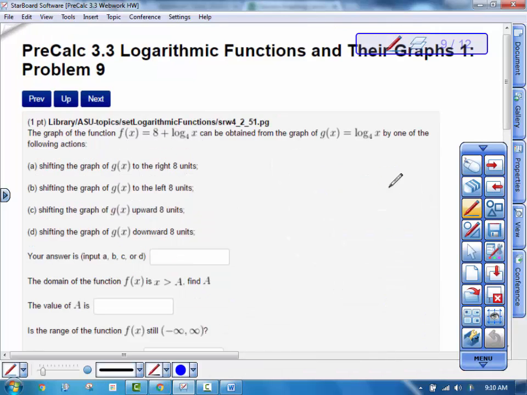The next problem is similar, problem 9. If we add 8 to log, that shifts it up. So we want to shift this upward 8 units, so that'd be C. The domain of this function is x that is greater than a. Find the value of a.